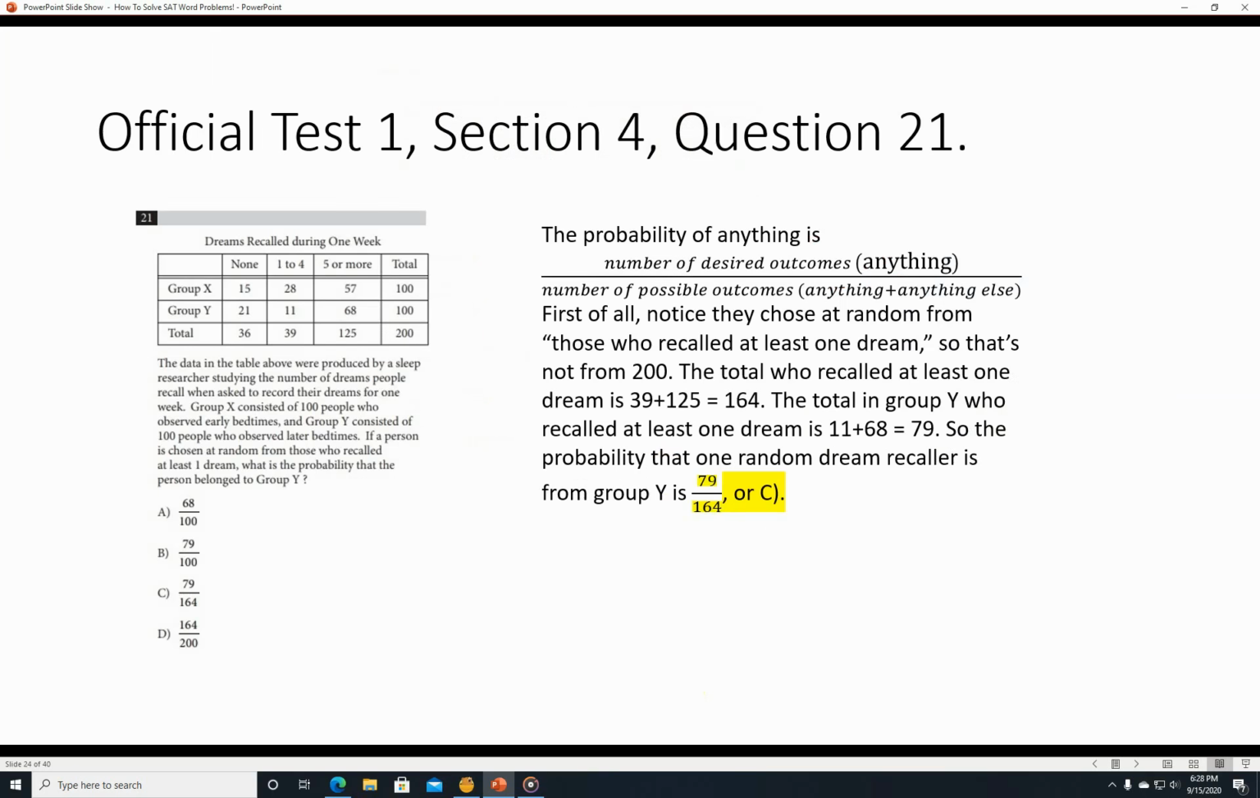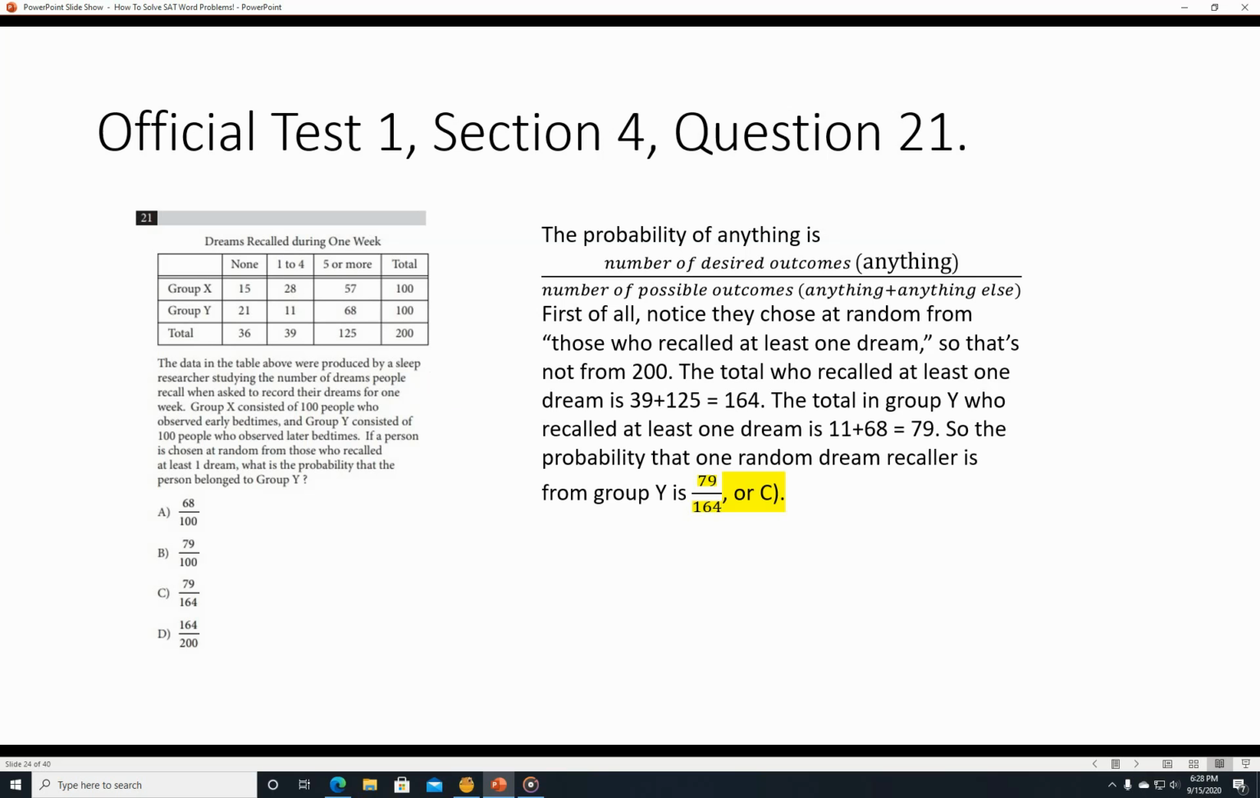This is official test 1, section 4. This is going to be the dreams recalled during 1 week. The data in the table above were produced by a sleep researcher studying the number of dreams people recall when asked to record their dreams for 1 week. Group X consisted of 100 people who observed early bedtimes, and Group Y consisted of 100 people who observed later bedtimes. If a person is chosen at random from those who recalled at least one dream, what's the probability that the person belonged to Group Y?